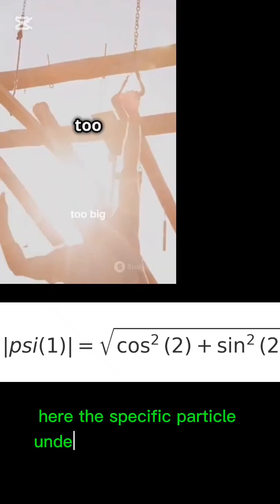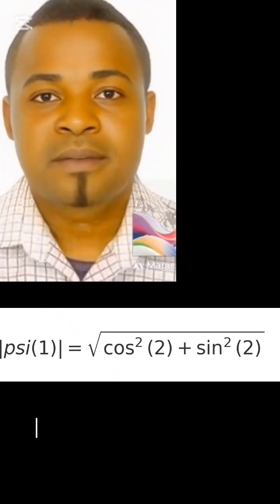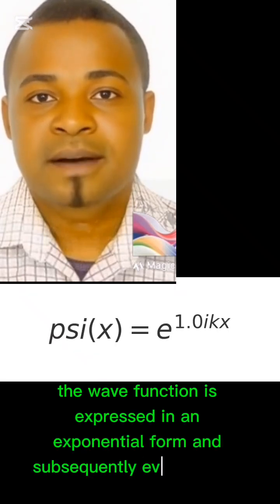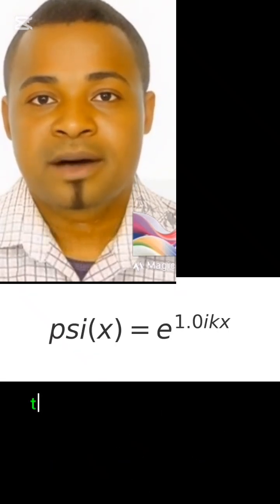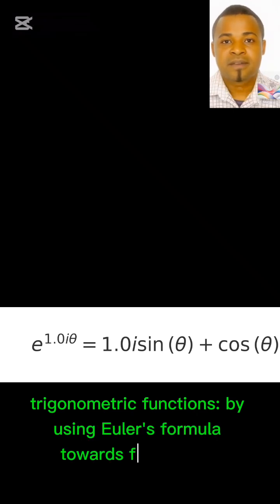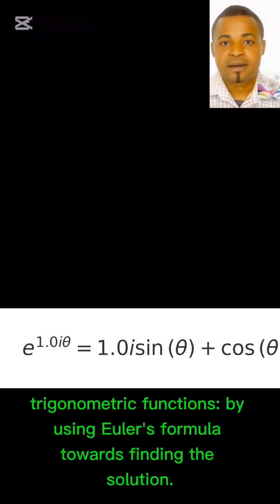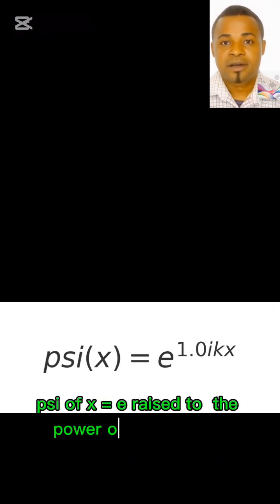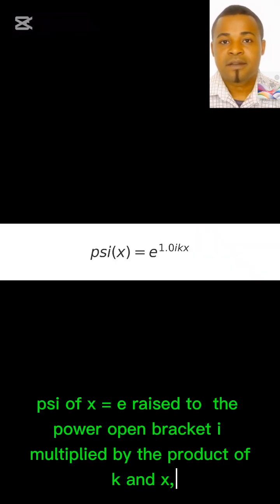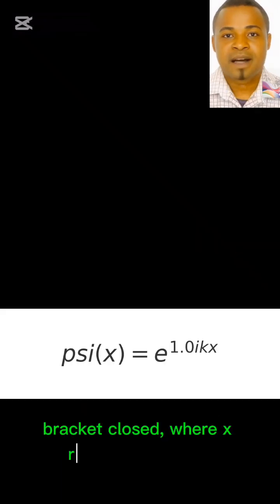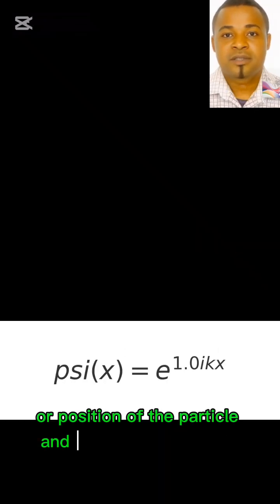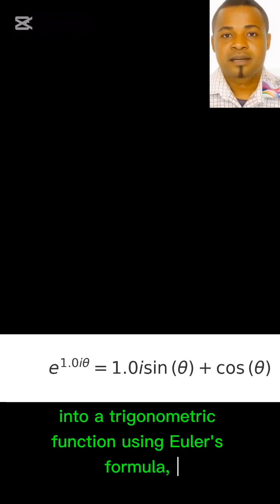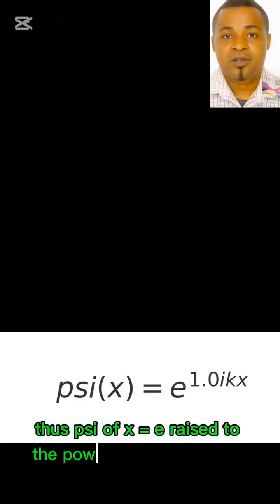Here the specific particle under consideration is the electron, and in the process of doing that, the wave function is expressed in an exponential form and subsequently evaluated as trigonometric functions by using Euler's formula towards finding the solution. In other words, these kinds of questions can be solved by using this mathematical formula, psi of x equals e raised to the power open bracket i multiplied by the product of k and x, bracket closed, where x refers to the point or position of the particle and k refers to the wave number, in addition to subsequently breaking it down into a trigonometric function using Euler's formula.